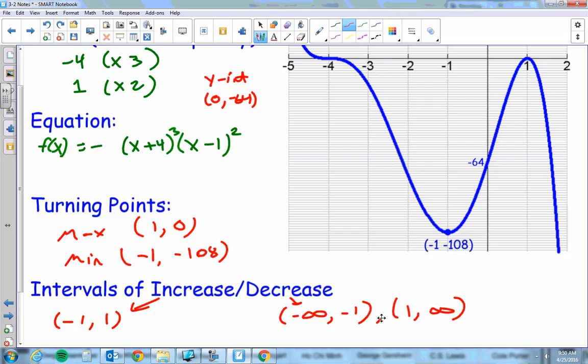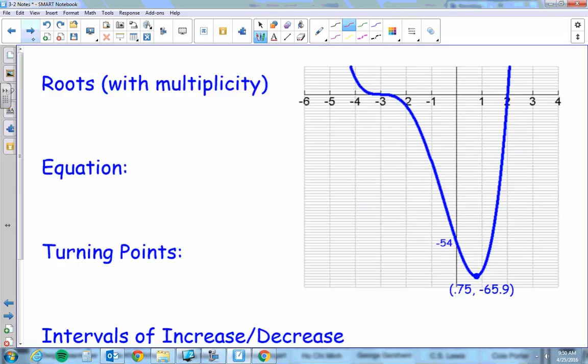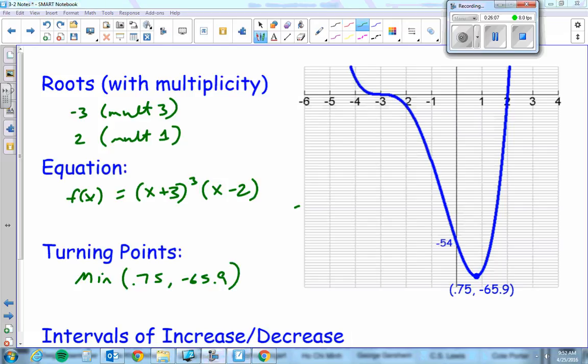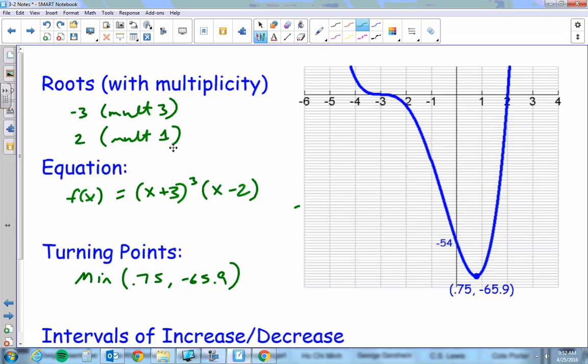All right, you try the next one. I will say it's even. It's a normal even, right? But now you try. Any questions about what I have so far? The y-intercept, of course, is negative 54.